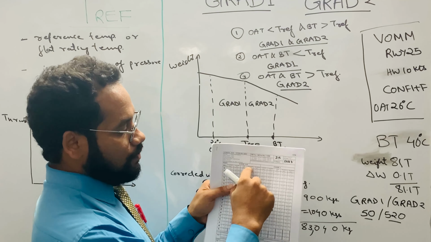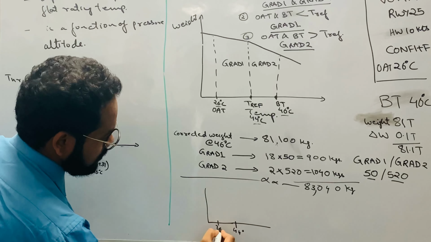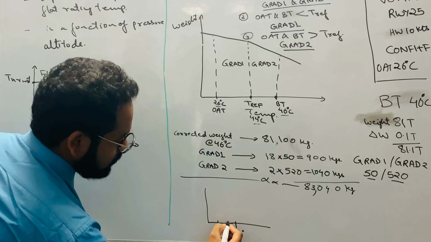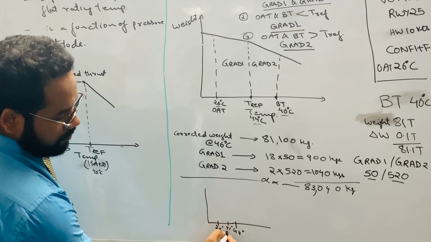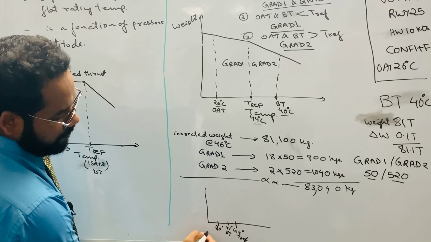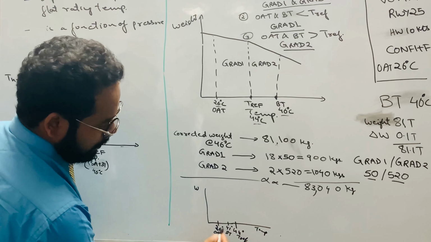Let us take the other two cases also. Suppose your OAT and box temperature are less than T ref. Okay, consider another example, to understand case number 2. Suppose your T ref is 44 only, your OAT is 26, and your lowest temperature on this comes out to be, suppose, 41. So 41 degrees Celsius is your box temperature, which is the lowest temperature. This is the T ref, that is 44 degrees Celsius, and 26 is your OAT, and this is your weight, and this is your temperature. Same graph.